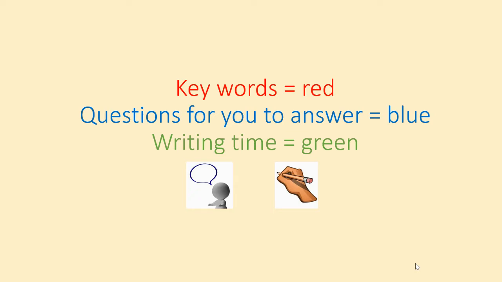Just like in our previous lessons, any keywords, any important words for you will be written in red, any questions for you to answer in blue, and writing time will be in green. And I've got some symbols there. The first one is the person speaking, so this is when I want you to speak out loud. And the second one is a person writing, when I want you to write your answer down.